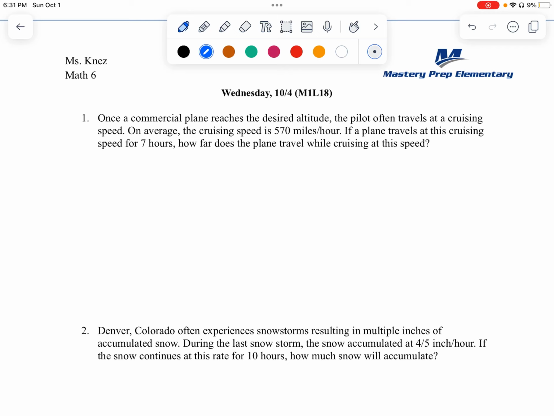Once a commercial plane reaches the desired altitude, the pilot often travels at a cruising speed. On average, the cruising speed is 570 miles per hour. So if a plane travels at this cruising speed for 7 hours, how far does the plane travel while cruising at this speed?